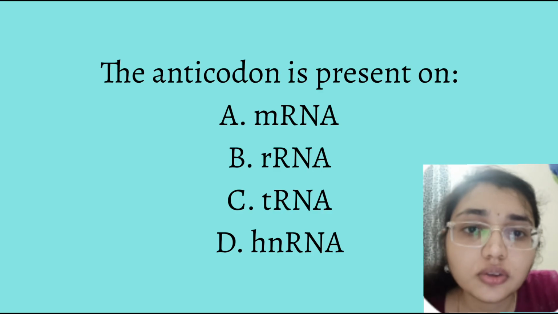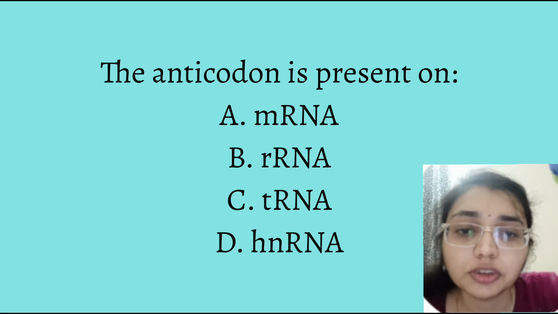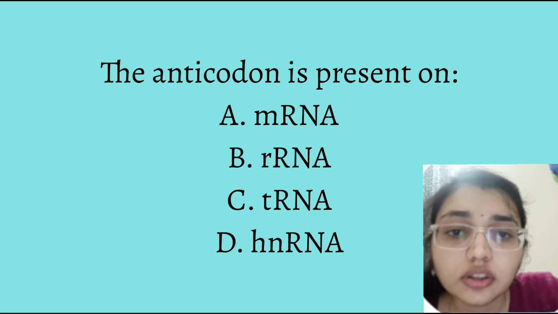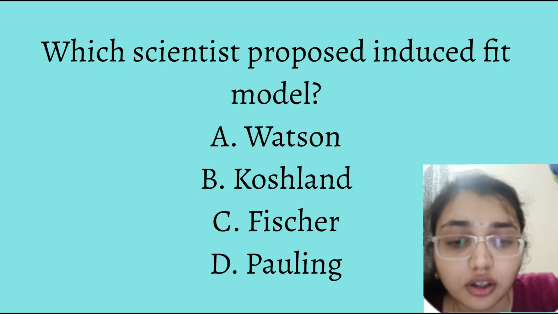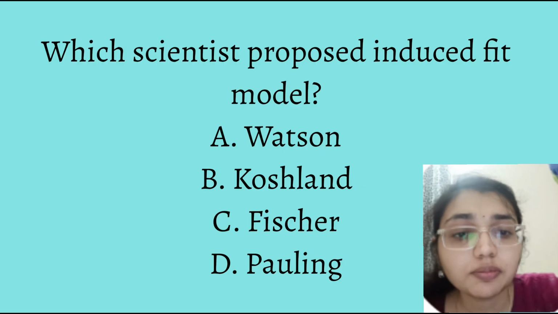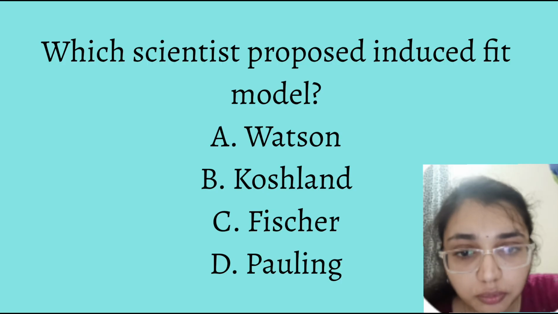The anticodon is present on option A, mRNA; option B, rRNA; option C, tRNA; and option D, hnRNA. So here the tRNA has an anticodon present. Next question is, which scientist proposed the induced fit model? That is Koshland who proposed the induced fit model. That is option B.